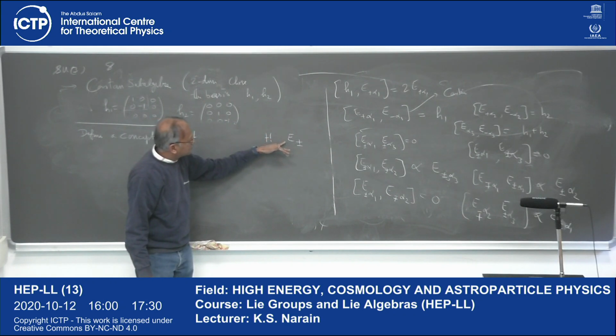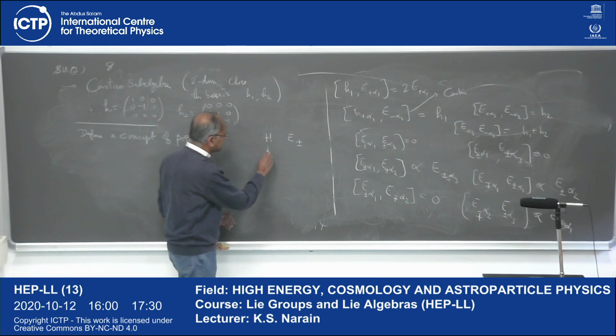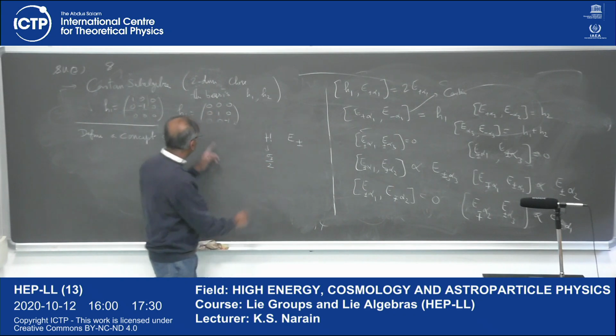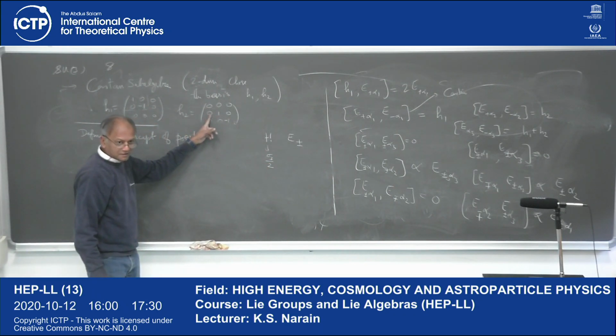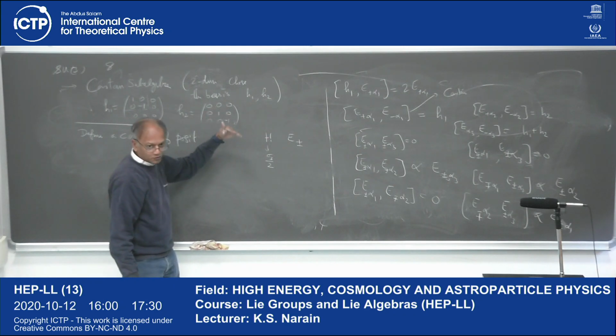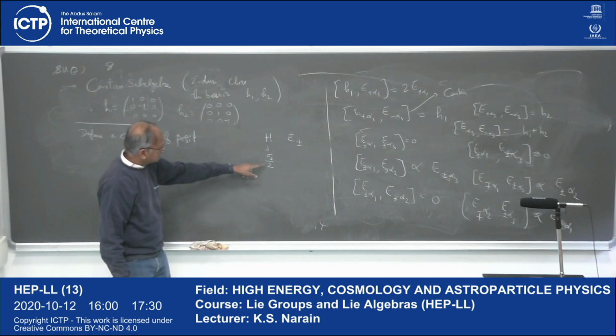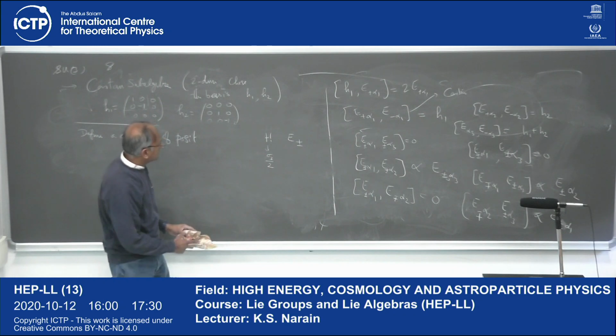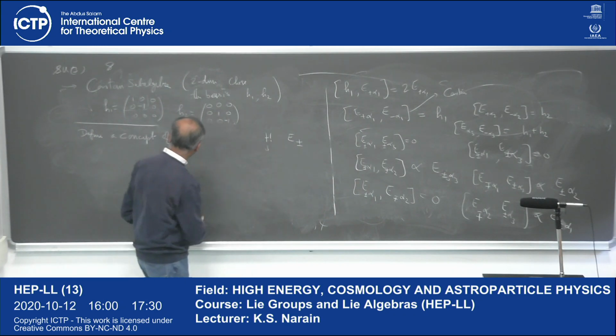In this case it was 1 because we had normalized. This was really sigma 3 by 2. Here we are taking sigma 3, so it will increase in steps of 2 because of this extra factor of 2. So similarly we have to do here.